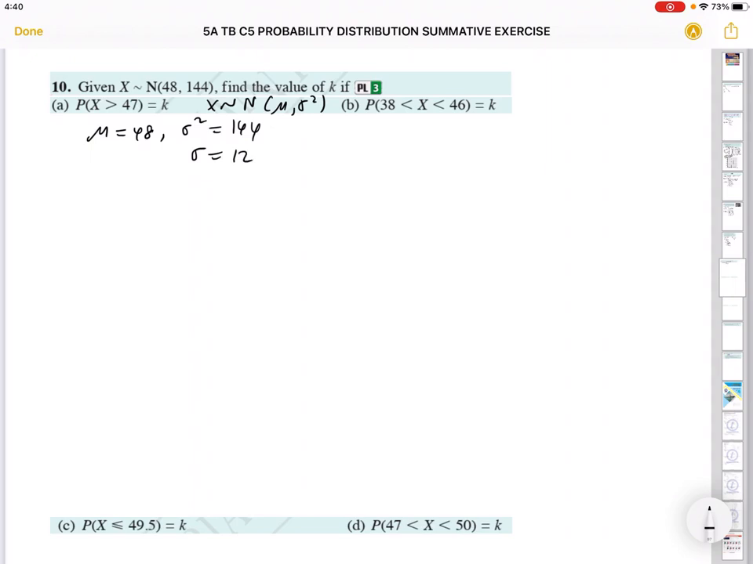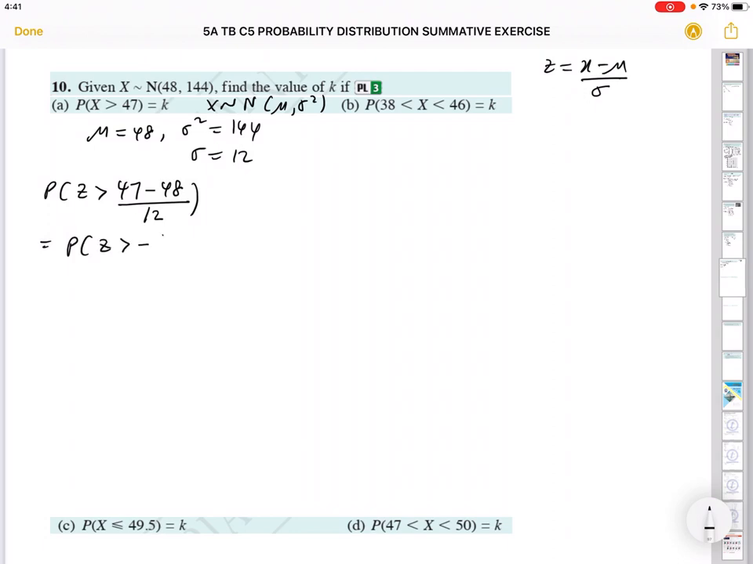For the first part, I'm finding x more than 47, so I'm going to standardize straight away. Remember the formula for standardization, in case you don't remember: z equals x minus mu over sigma. X is a random normal variable. To calculate this using a calculator or a mathematical table, we have to convert it to a standard normal distribution first. For 47, we minus the mean 48, divide by the standard deviation 12. This gives us P(Z greater than negative 1 over 12).